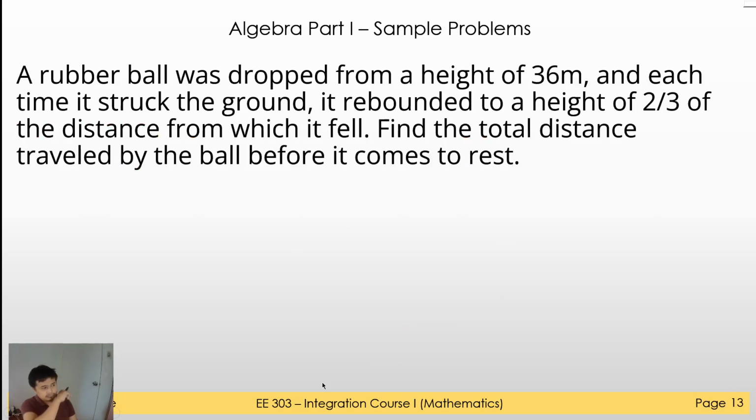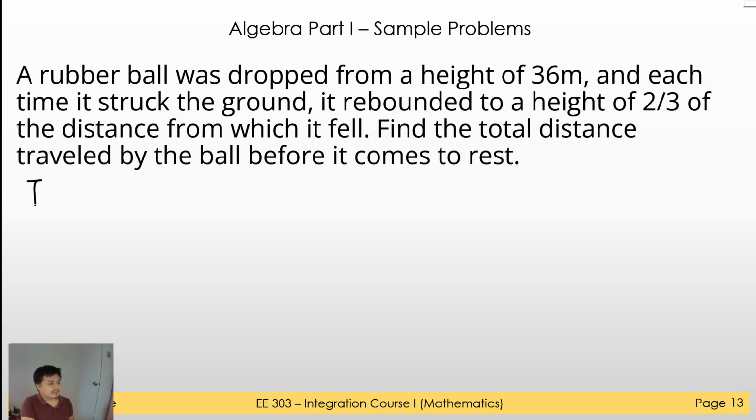Okay, so a rubber ball was dropped from a height of 36 meters, and each time it struck the ground, it rebounded to a height of 2/3 of the distance from which it fell. Find the total distance traveled by the ball before it comes to rest. So how do we do this? We can do this by utilizing the geometric series.